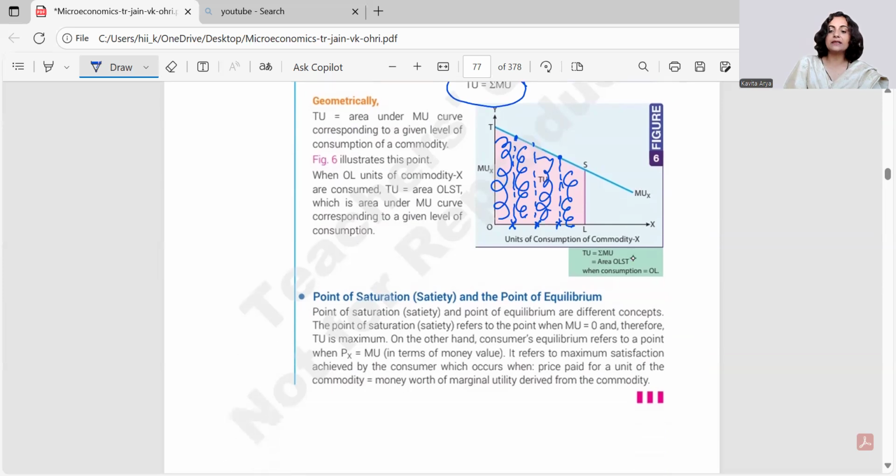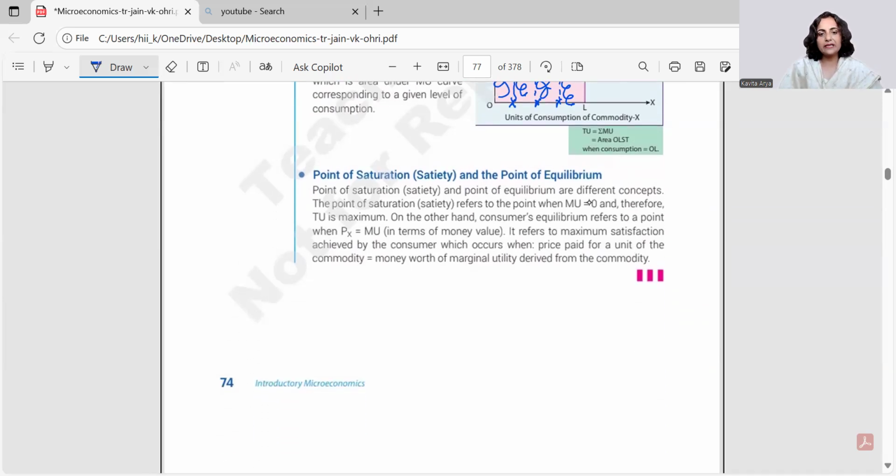Okay, and the last point, let me explain these 2 points of point of saturation and point of equilibrium with my example, as I told you before also. When we talk about saturation, saturation means that's my maximum limit. Beyond that, I cannot go. Right, and equilibrium means which gives me maximum satisfaction.